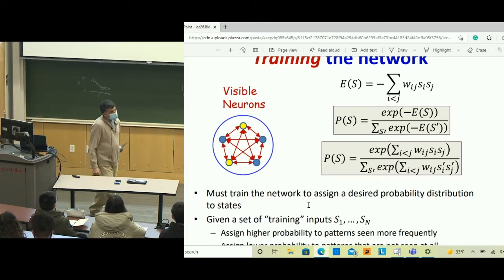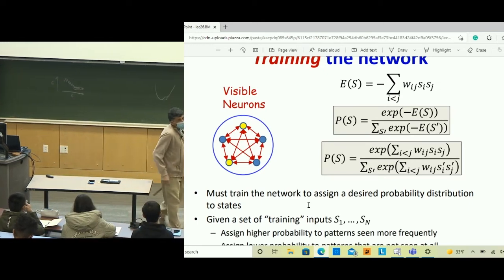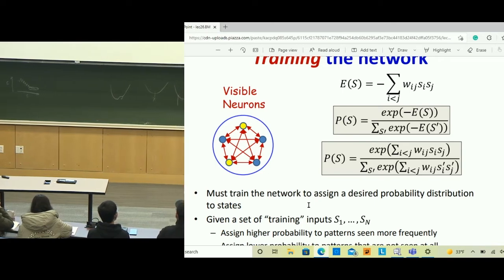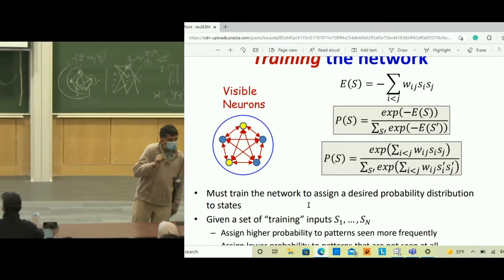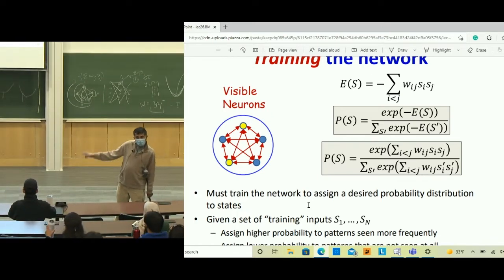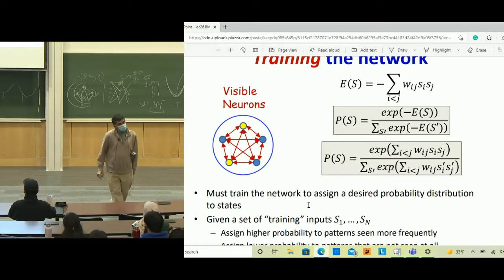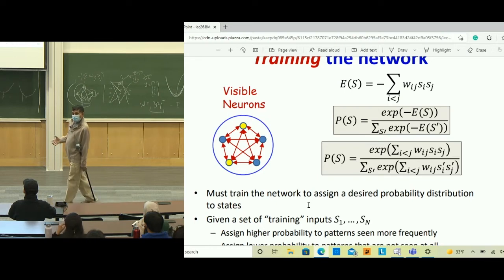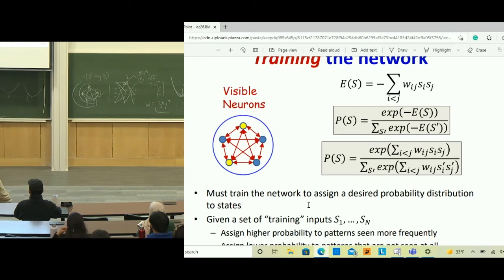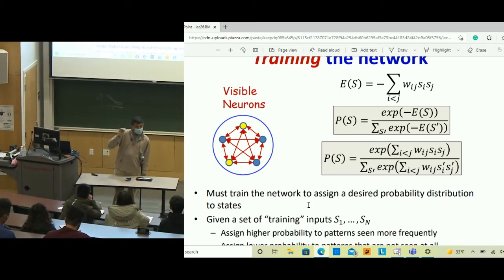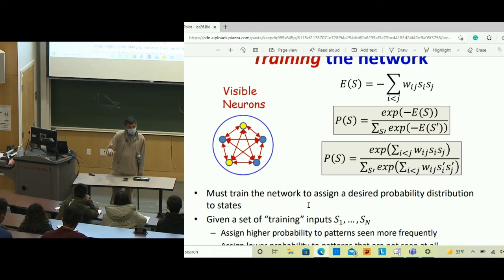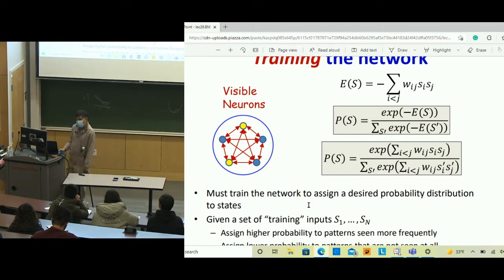So if I want the network to remember specific patterns, what we want to do is to train the network, set up the weights such that the probability of the specific bit pattern is maximized, right? That's how you can make sure that when you start off with something, it's going to evolve towards the highest probability state, and the highest probability states must be the patterns that you're trying to remember. So you want to maximize the probability of the patterns that you're trying to remember.